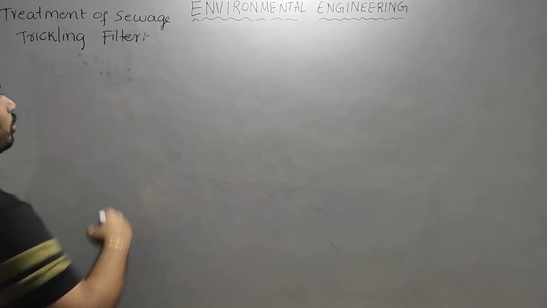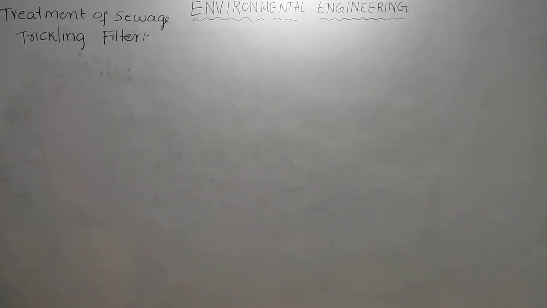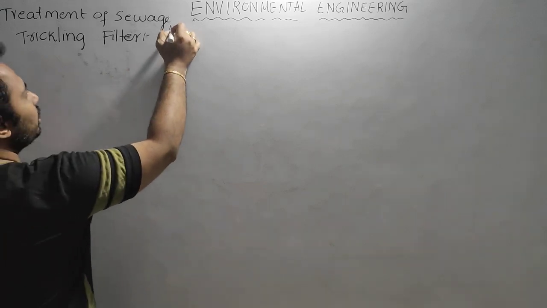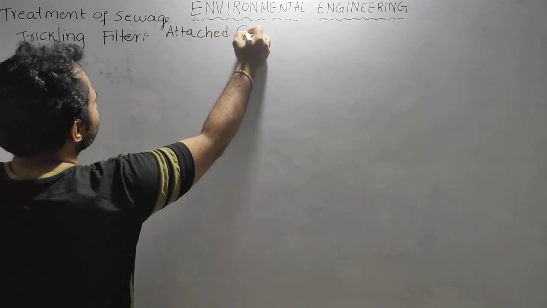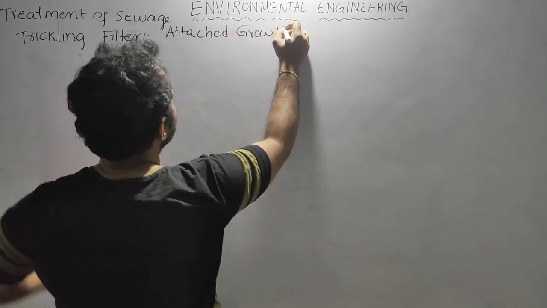See, it is similar to the filter which we discussed in the water supply, but the only thing is here it is removing the BOD, whereas there we removed finer particles and dissolved ions and all those things. So the trickling filter works on attached growth culture. It is a device which works on attached growth culture.